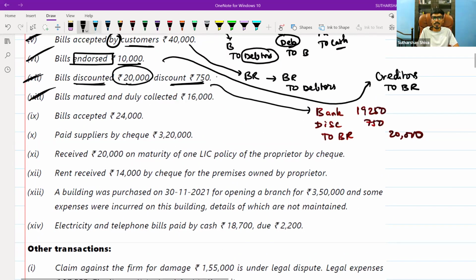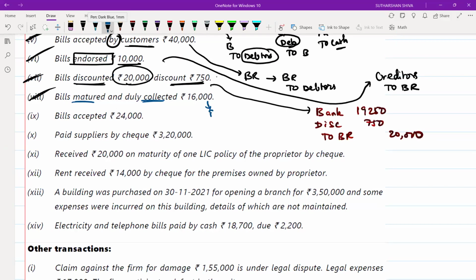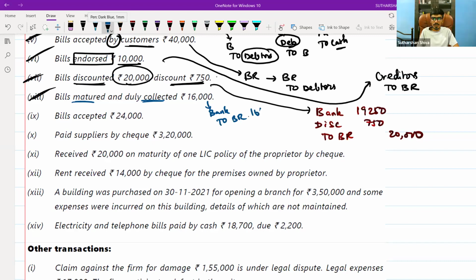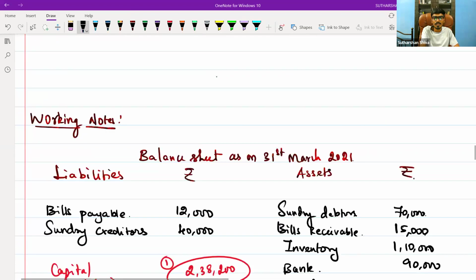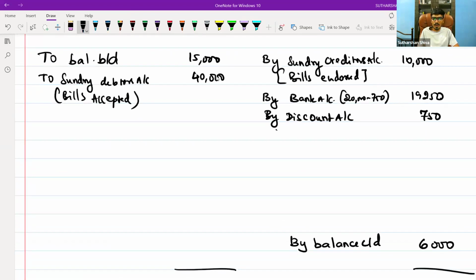Super. Now we will come back to the eighth. What is the eighth journal entry? Bills matured and duly collected. What simple journal entry will we pass? Bank account debit to bills receivable. So it is going to be 16K. So go to my bills receivable. On the credit, write down by bank.